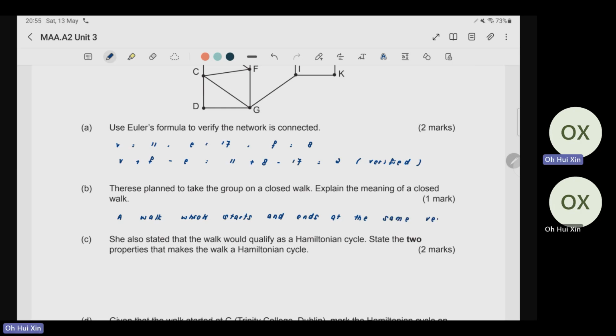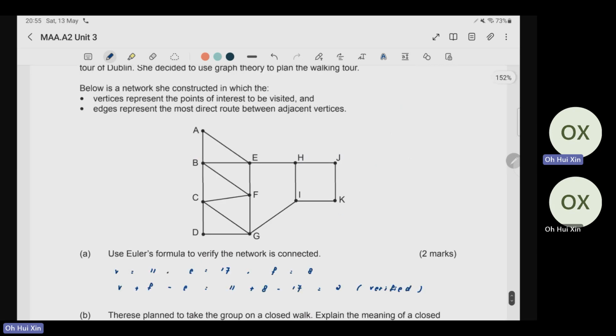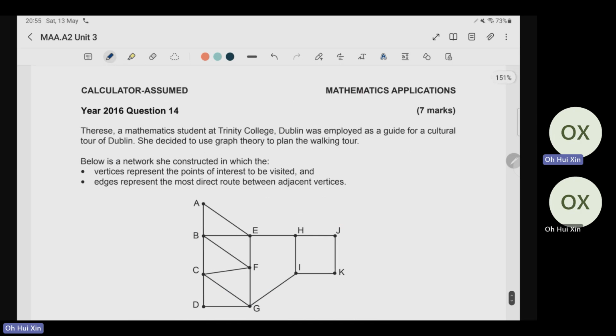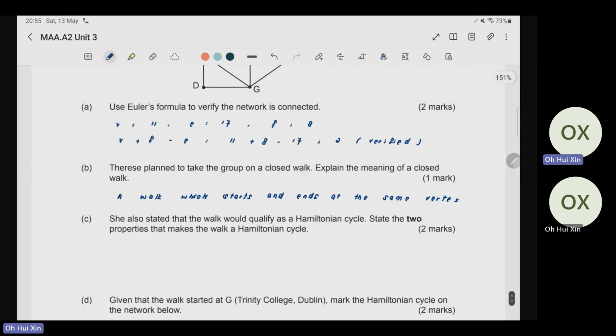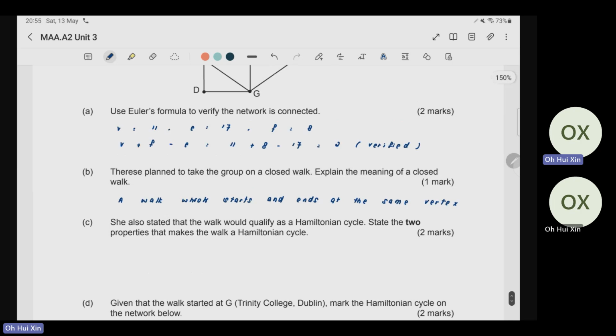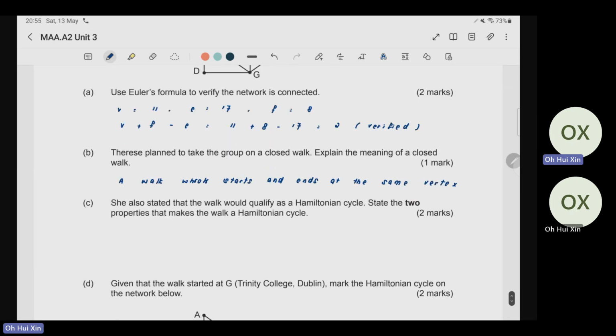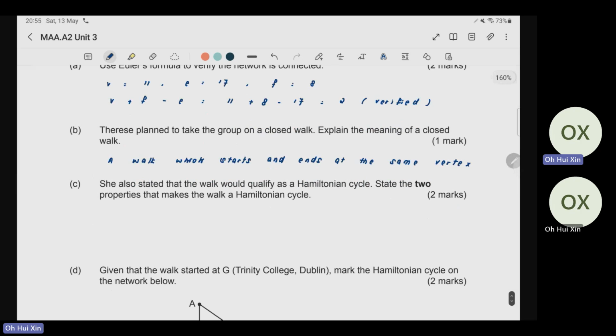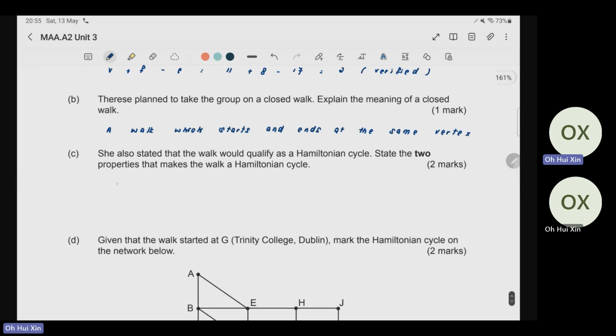She also stated that the walk would qualify as a Hamiltonian cycle. State 2 properties that make a walk a Hamiltonian cycle. When you look at this, they didn't refer to any of the walk above, which means you are just going to write down what a Hamiltonian cycle is. For a Hamiltonian cycle, you need to include all the vertices once, and you need to start and end at the same vertex. So you just state two of the properties.